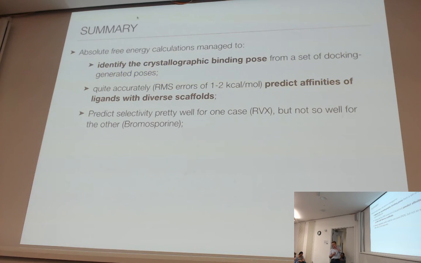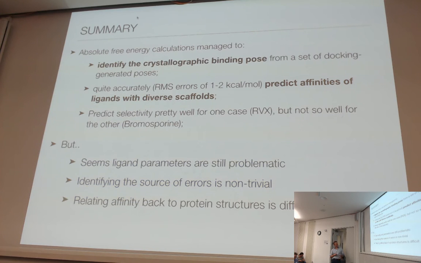So I hope I've managed to convince you in this brief talk that we're able to identify the crystallographic pose from a set of possible poses, which is quite important when you don't know that answer up front. And you can do quite a good job, quite accurate, with RMS errors of 1 to 2 kcal in predicting the affinities of ligands with diverse scaffolds. We can predict selectivity well for one case, the RVX compounds, but perhaps not so well for the bromosporine compound. And that suggests to us that ligand parameters are still problematic. We think all the things we tried, which is not an exhaustive list, and we welcome more suggestions to try, but it seems that somewhere those ligand parameters are still a little bit problematic.